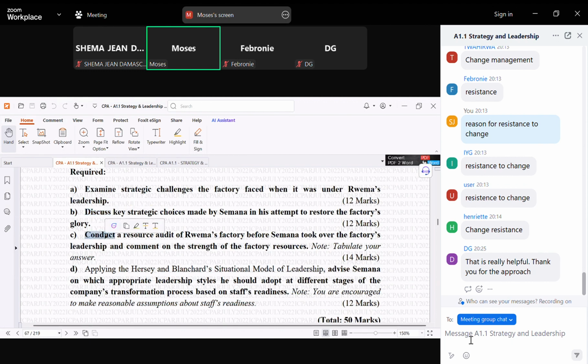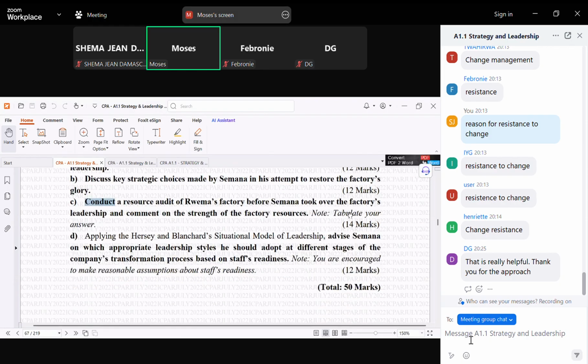Conduct usually means that there is a certain format that has to be followed. You are conducting an exercise that has a specific format that is supposed to be followed. Conduct an assessment. Conduct an examination. And then they may also say tabulate. Tabulate means provide your answer in a table format, in a tabular format.